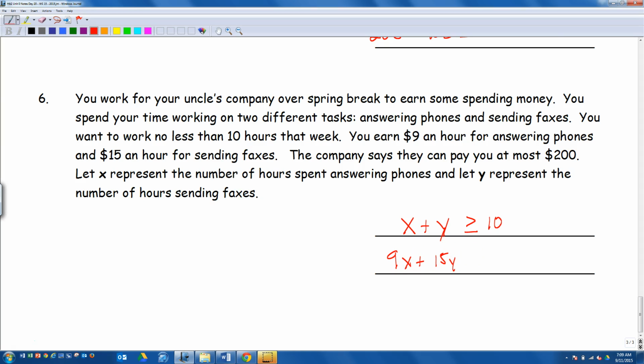That's awesome, actually, because you don't have to talk to people and you can just send faxes and you make a lot more money. Although, who uses faxes anymore?